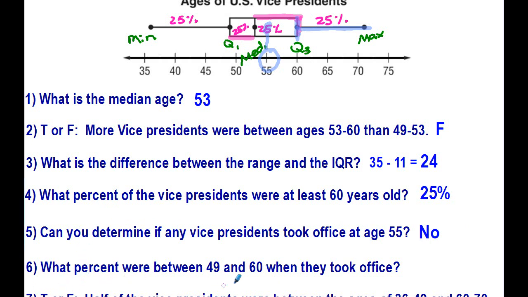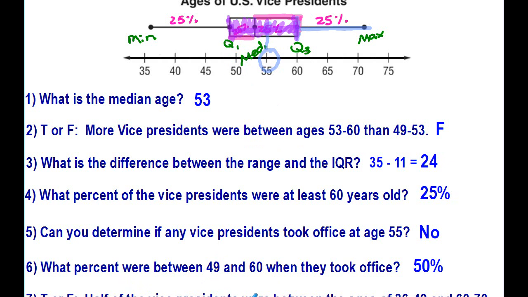What percent were between 49 and 60 when they took office? Well, 49 is Q1, and 60 goes all the way over here to Q3. So it's the whole box. And what percent represents the whole box? 25 and 25 make 50%.